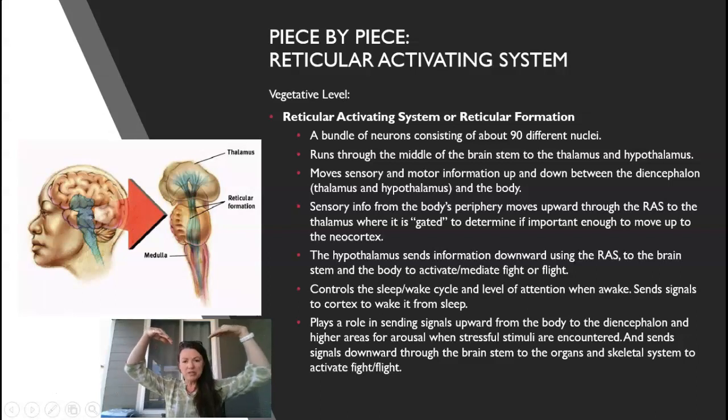The hypothalamus then sends information down through it to the brainstem and the body to activate and mediate fight or flight. And we'll talk a lot about the hypothalamus. It has a big role in fight or flight, and so it's going to use that. It's kind of like a tunnel, kind of like, I don't know, the subway in which all this information is carried up and down the body between the mind and the body.